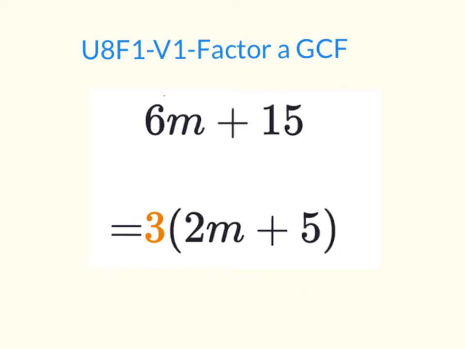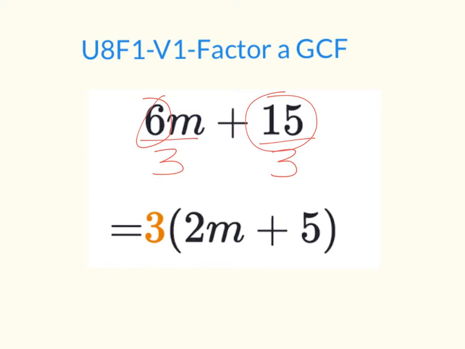at our 6 and our 15, we want the largest number that'll go into both of those, and that's a 3. Okay. Now if we look, 6m has a variable, but this one doesn't. So they both don't have it in common, so you can't factor it out, right? So that's where this 3 comes from. It's what they both have in common, the GCF, and then these is dividing.